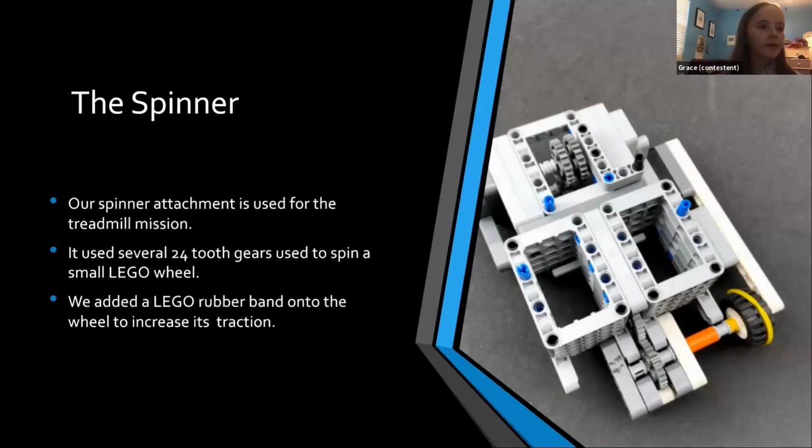This is the spinner attachment. Our spinner attachment is used for a treadmill mission. It uses several 24-tooth gears to spin a small Lego wheel. We add a Lego rubber band onto the wheel to increase its traction.